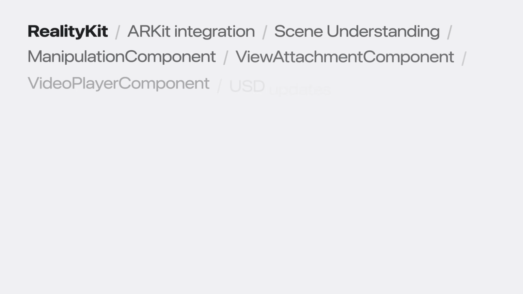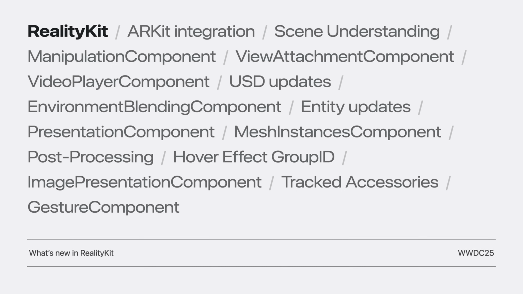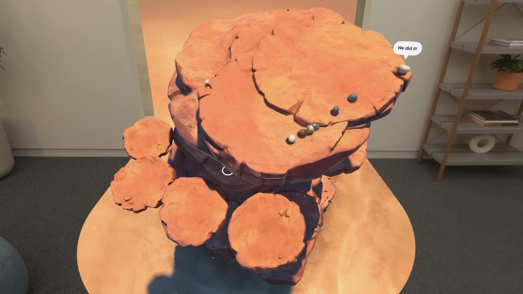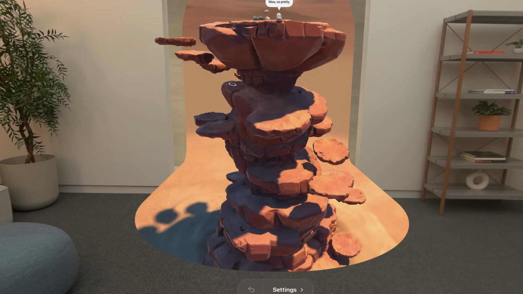We are adding many features like scene understanding updates, entity updates, and a brand new type of image with the new image presentation component. We couldn't be more excited to see the creative and delightful ways you adopt these APIs in your apps. To learn more about these updates, check out the What's New in RealityKit session. Or to see how you can build a game using RealityKit, download the Petite Asteroid sample on the Apple developer website.